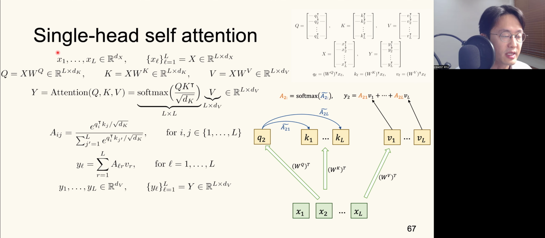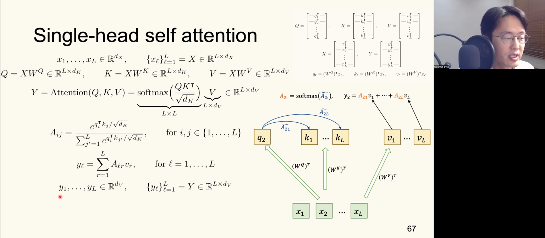And next, we have the single head self-attention layer. Let's get into all of the details. So as the input of the self-attention layer, let's assume that we have the X sequence, X1 up to XL. L is the sequence length, and dx is the dimension of these x vectors. So we are assuming that all of the x vectors have the same dimension.